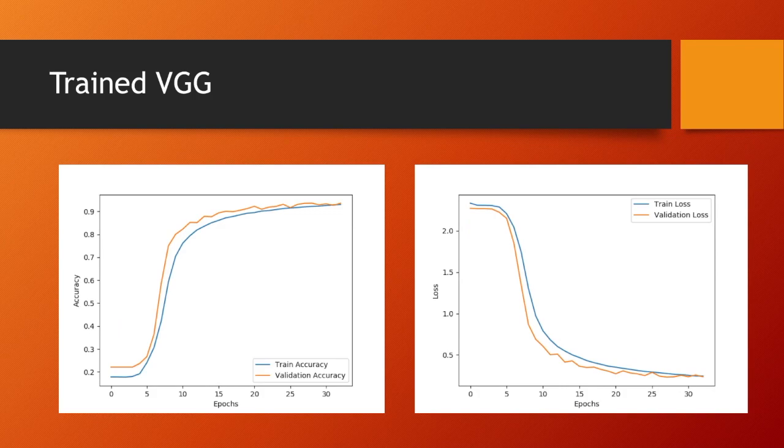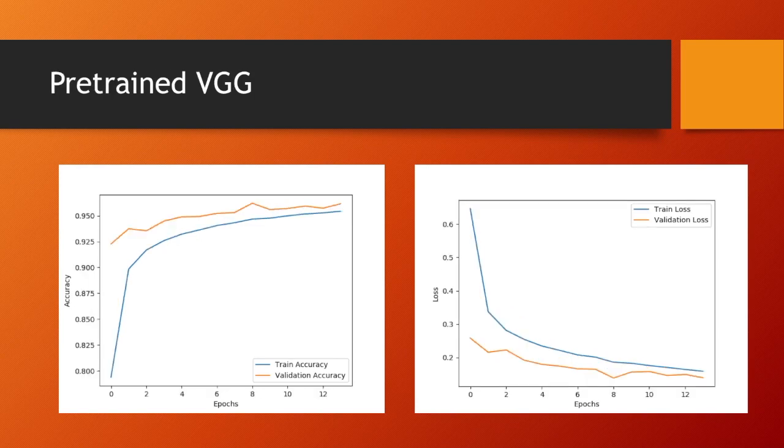And then this is the trained VGG, and for this one I just took the VGG architecture and trained over the whole thing with no starting weights. This one also had early stopping, and it stopped around 35 epochs and achieved an accuracy of 93.55%. The pre-trained VGG used the ImageNet weights as a starting point, and this one also had early stopping, and it achieved 95.16% and ran for about 14 epochs.